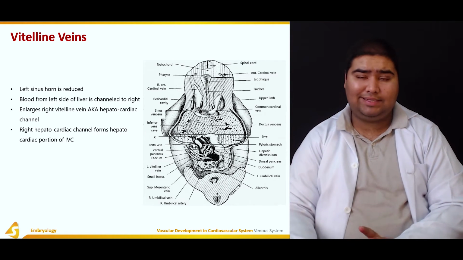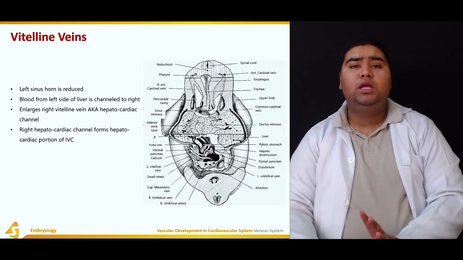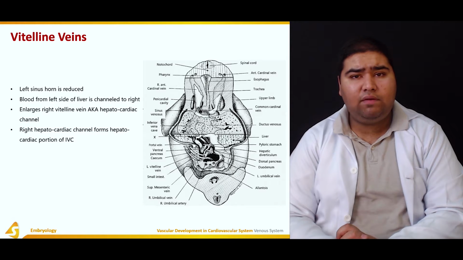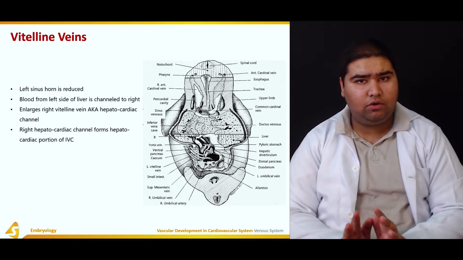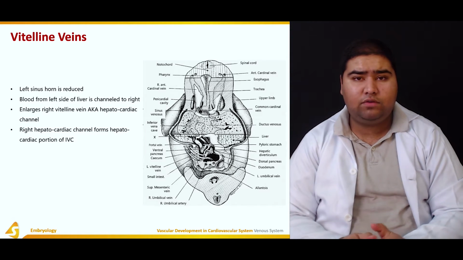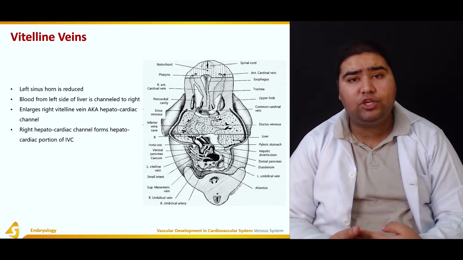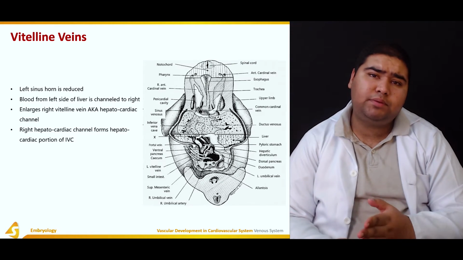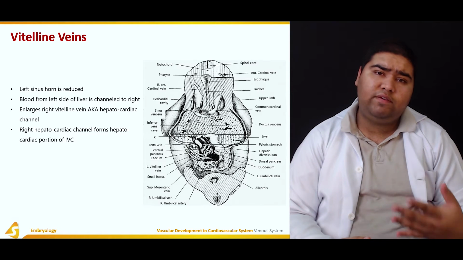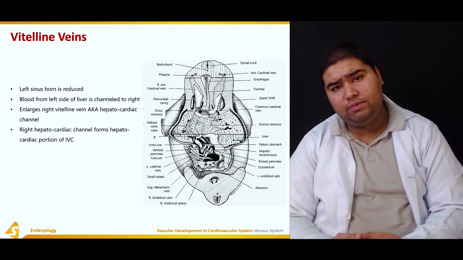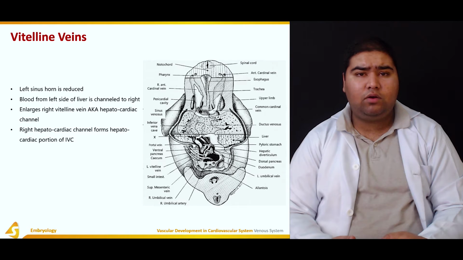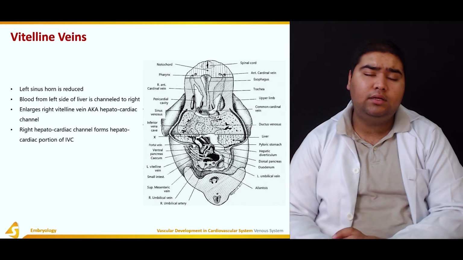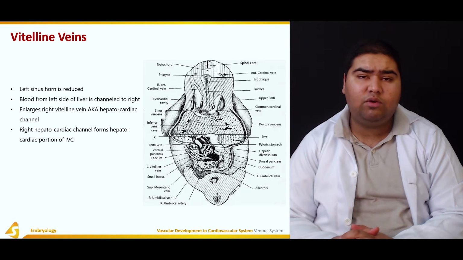I hope it was something you understood. If not, I'll recap it. So the vitelline vein goes to the sinus venosus, all right? Before going to the sinus venosus, it forms a plexus around the duodenum. After forming the plexus, it passes through the septum transversum. Now, liver cords are also being developed within the septum transversum. These developing liver cords may disturb the pathway of this vitelline vein.